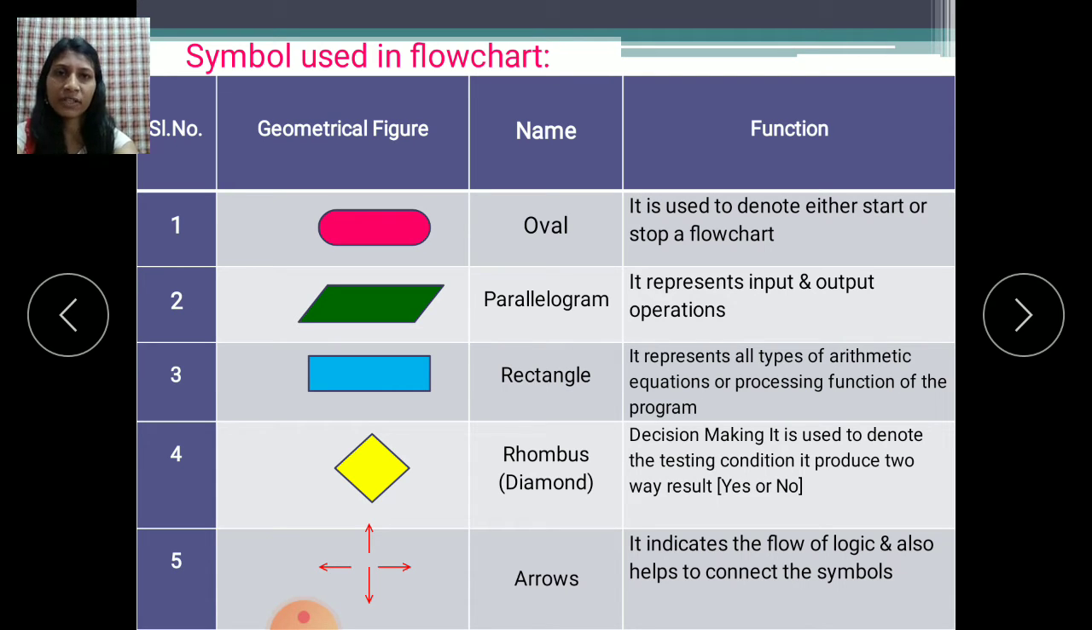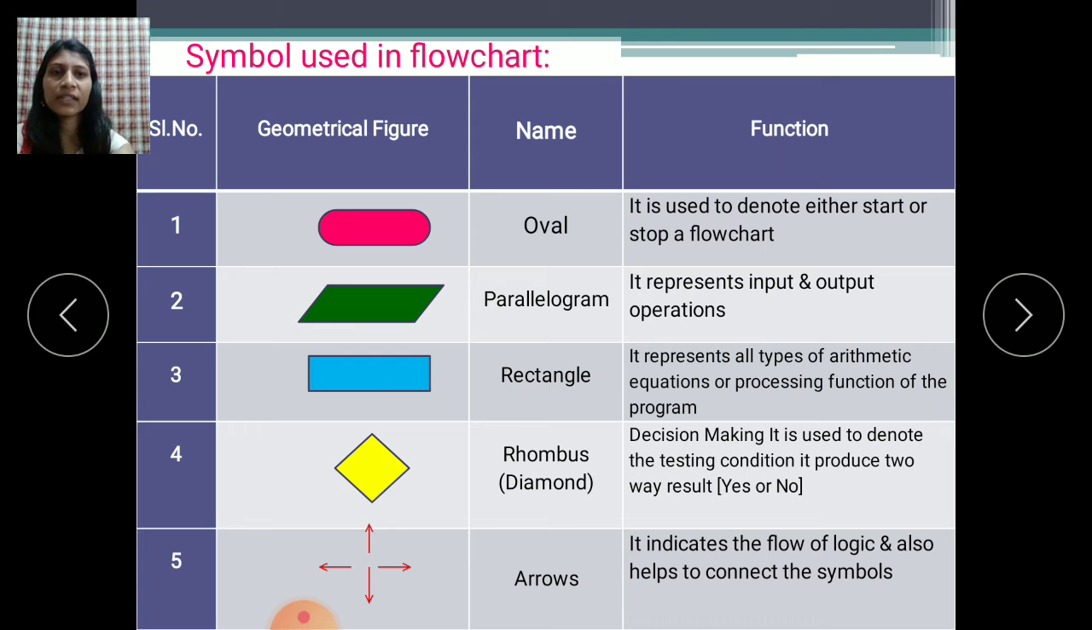Means whatever steps you have written in the algorithm, we write down the algorithm's first step, start. If you want to draw that start in diagrammatic form, we will use the oval symbol to write down the start step. See here, oval, it is used to denote either start or stop. If you want to write down the step start or stop, you use the oval symbol in a flowchart.